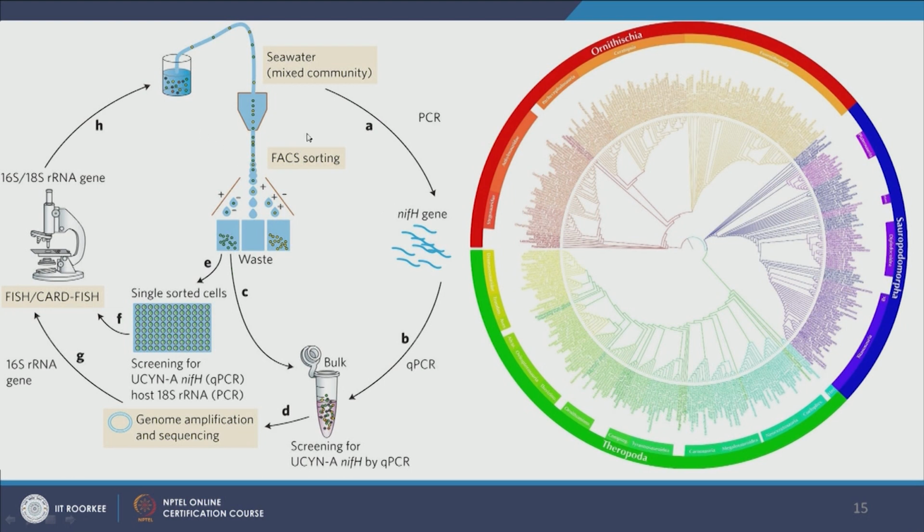So any microbe that has the nifH gene in the seawater, even before doing any DNA extraction, I can make this probe attach to that microbe or its genome, and when it goes through the FACS sorter, it will be pulled aside because there is a laser in the FACS sorter which will elicit the signal from the fluorophore, and I can separate the microbes that have my gene of interest.